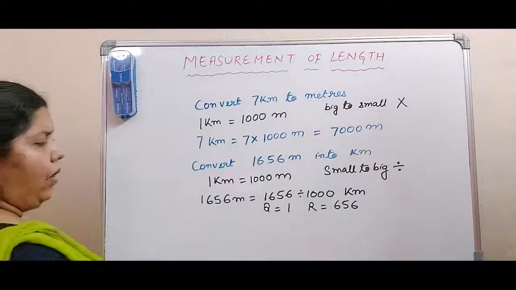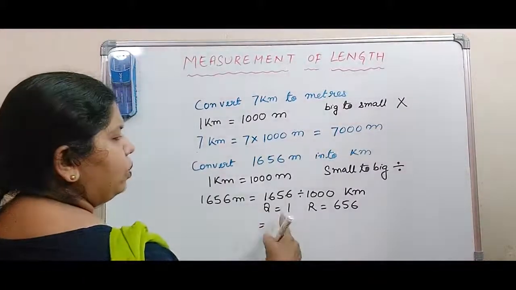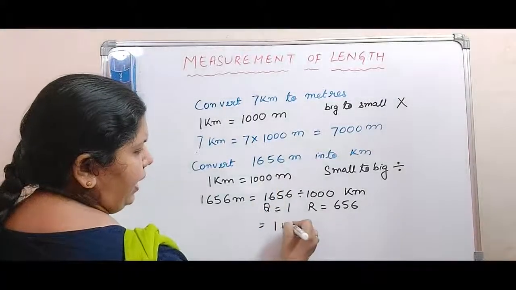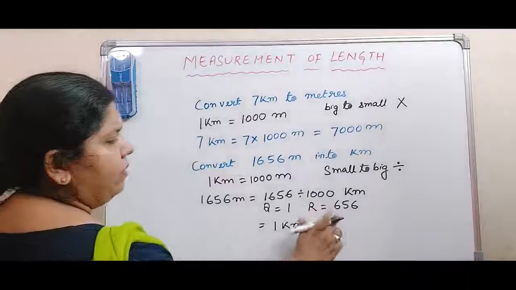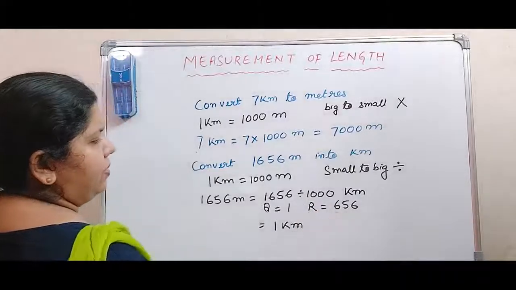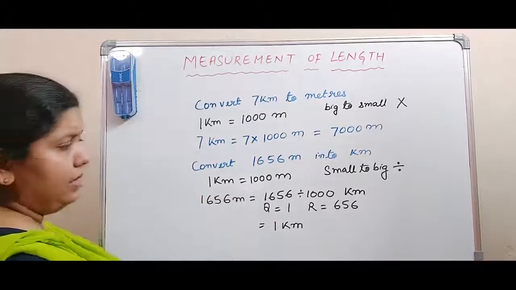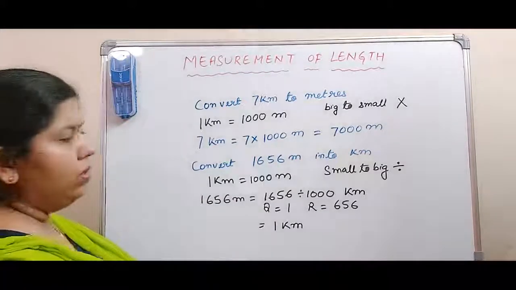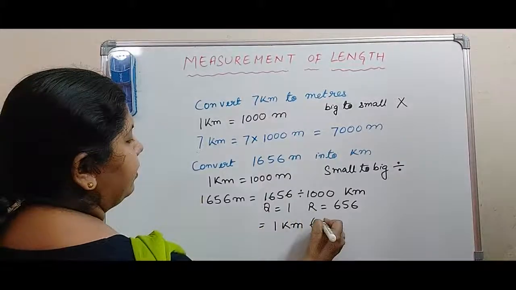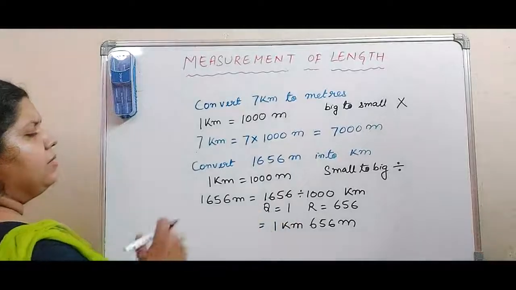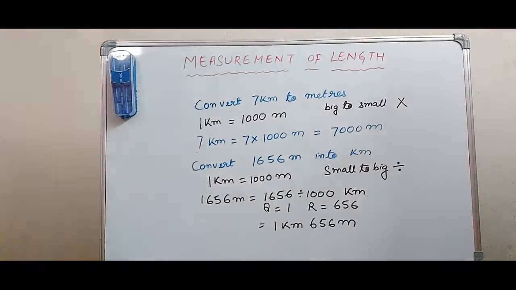So our answer will be: whatever quotient, that is converted into kilometer. So we will write here 1 kilometer, and whatever is the remainder, that is 656, remains as meter. Because it is less than a kilometer, that is why we cannot convert. So 656 remains as meter. So the answer is 1 kilometer 656 meter. I hope this is clear to everybody.